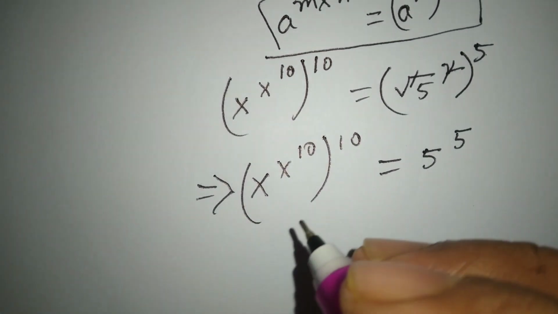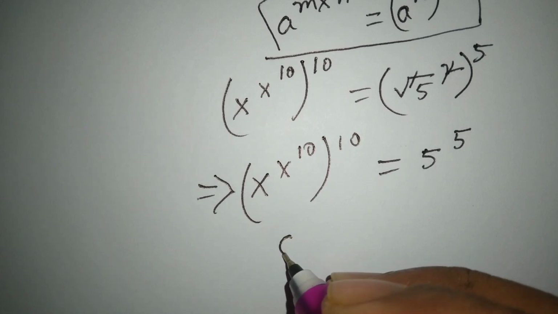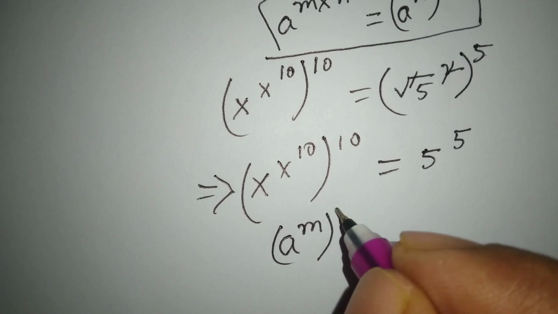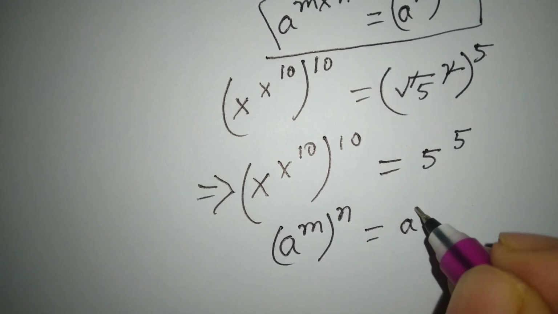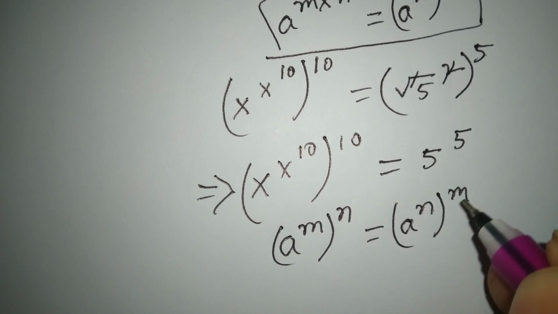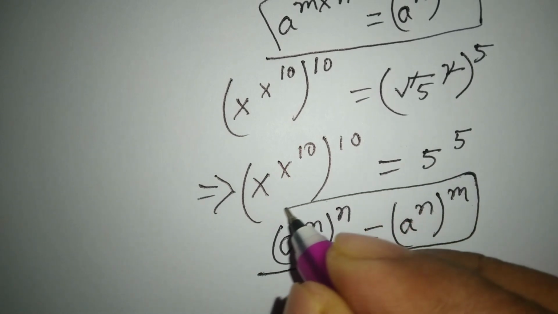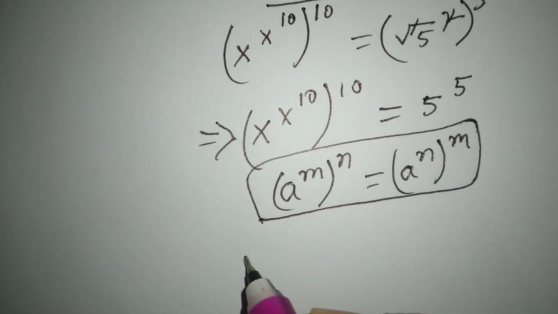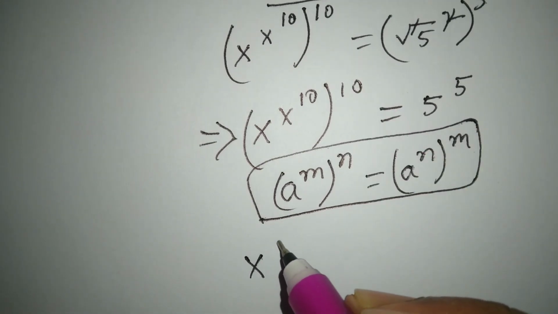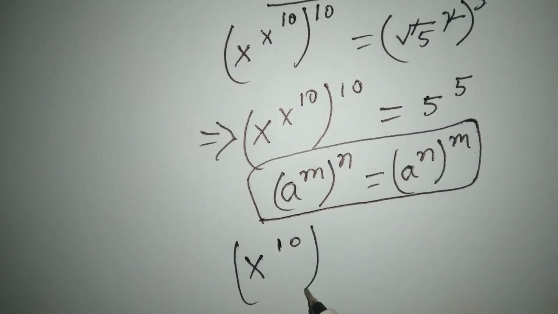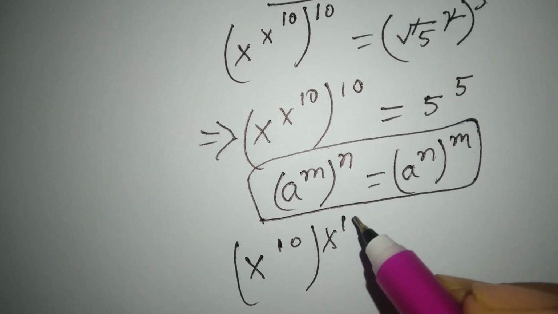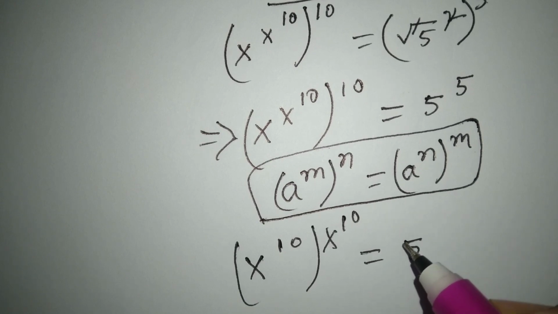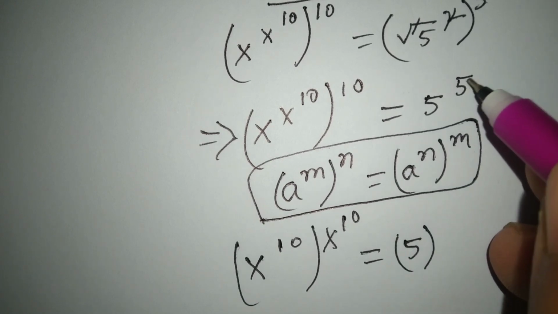We know another math property which is a to the power m, whole power n, is equal to a to the power n, whole power m. According to this math property, we can write this line as x to the power 10, whole power x to the power 10, is equal to 5, whole power this 5.